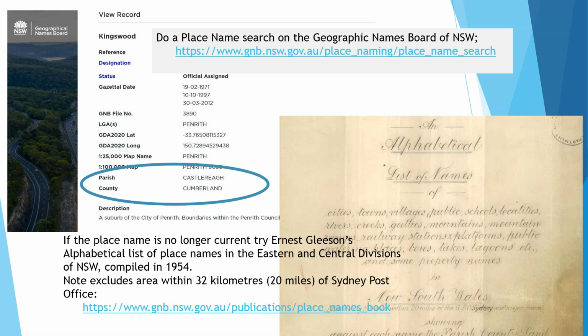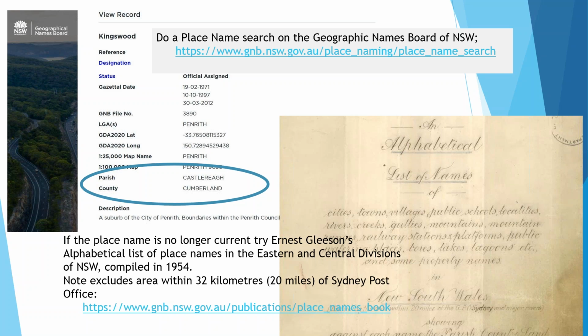Best way to find out which parish your place is in is to do a place name search on the Geographic Names Board of New South Wales. And along with all the other information about your place name, it will tell you the parish and county. So Kingswood, where we're located, is in the parish of Castlereagh, Cumberland.